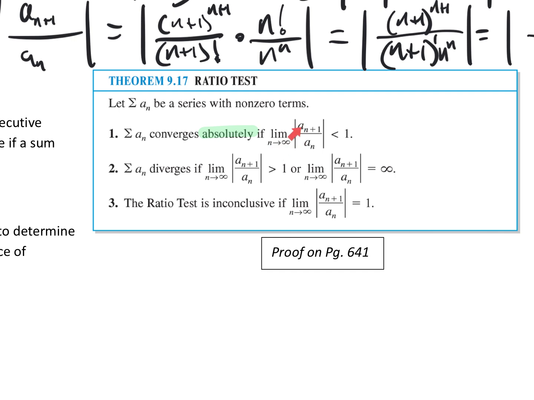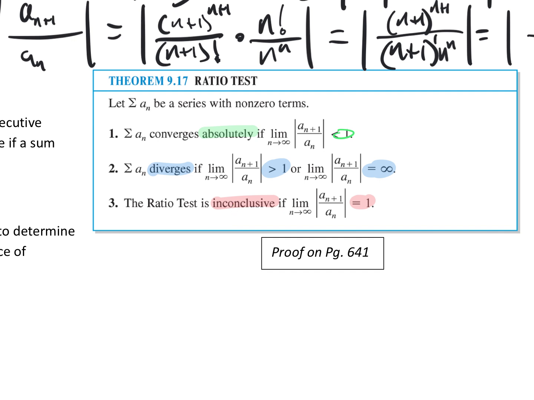So we've got this infinite series of non-zero terms, and it converges absolutely if the limit as n goes to infinity of this ratio is less than 1. It diverges if the limit of the ratio is greater than 1, or if the limit is equal to infinity. Infinity is not really a number, so we have to say this separately, but the idea is the limit is bigger than 1. And finally, the ratio test is inconclusive if it's equal to 1. That means we can't tell if it's diverging or converging.